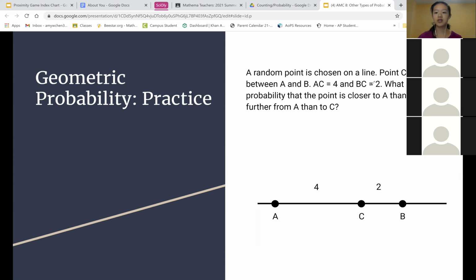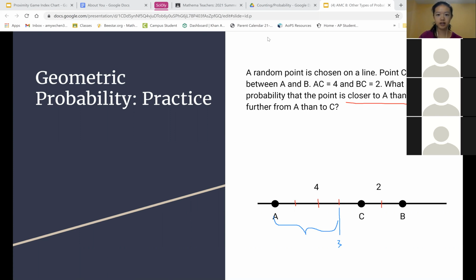So AC equals 4, BC equals 2. So I'm gonna put marks to divide the line up into 1-inch pieces there. We want the probability that the point is closer to A than to B. Let's first look at this part. The place where the point is equal distance from both A and B is the 3-inch mark, where it's 3 inches from A, 3 inches from B. And since we want it closer to A than to B, we want it on this part here.